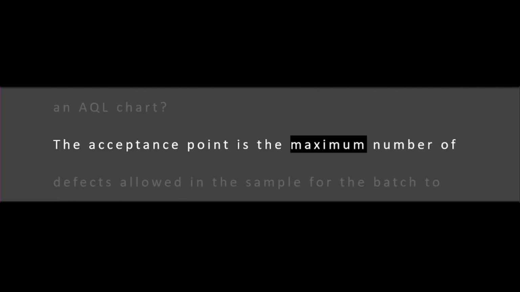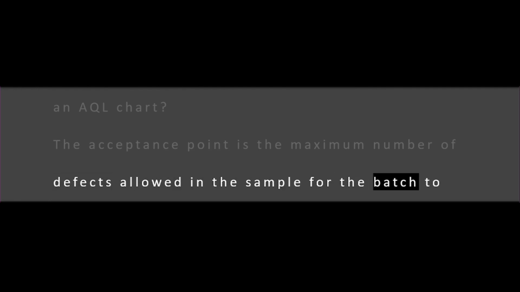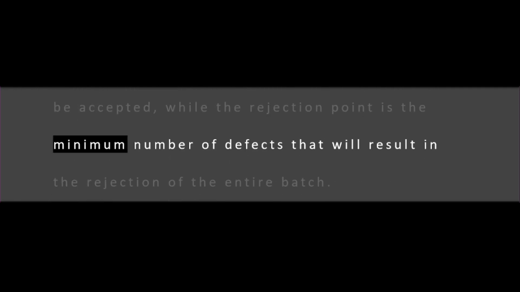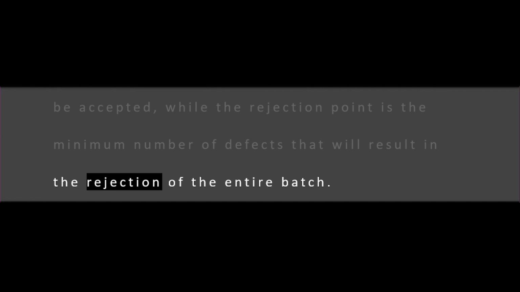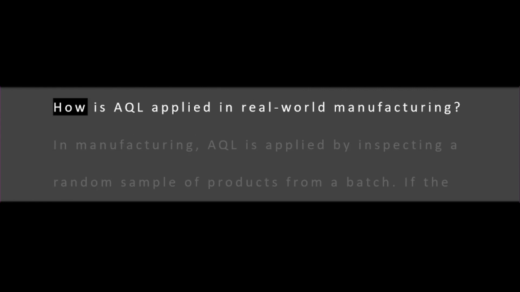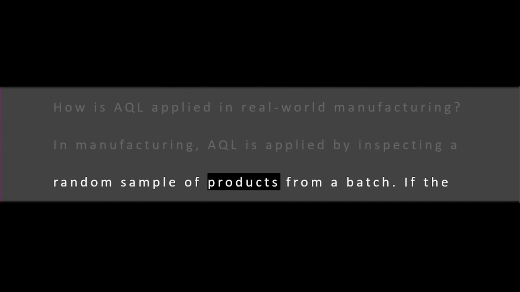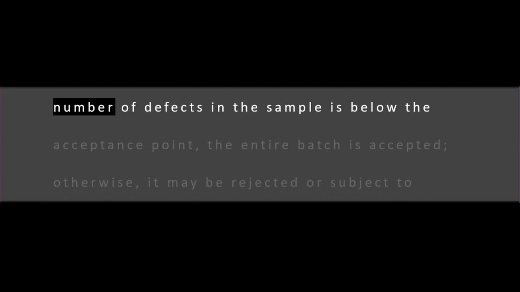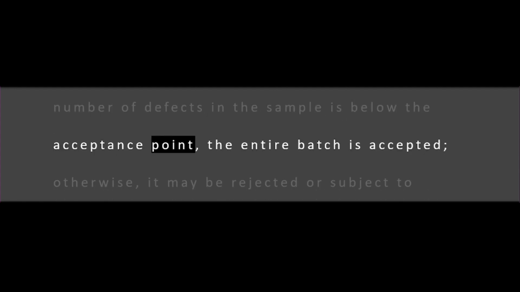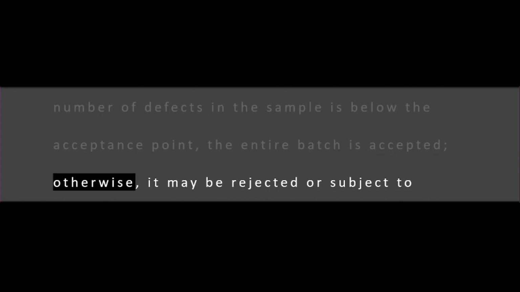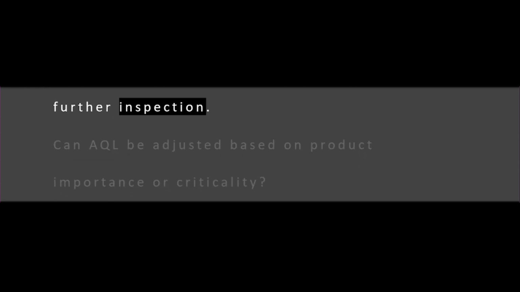What are the acceptance and rejection points in an AQL chart? The acceptance point is the maximum number of defects allowed in the sample for the batch to be accepted, while the rejection point is the minimum number of defects that will result in the rejection of the entire batch. How is AQL applied in real-world manufacturing? In manufacturing, AQL is applied by inspecting a random sample of products from a batch. If the number of defects in the sample is below the acceptance point, the entire batch is accepted, otherwise, it may be rejected or subject to further inspection.